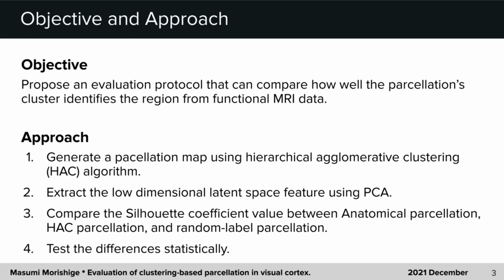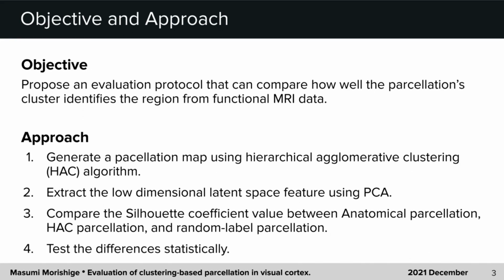So our research objective is to propose a novel evaluation protocol that can compare how well the parcellation cluster identifies the region of fMRI data. Firstly, we generated a parcellation map using HAC, which stands for hierarchical agglomerative clustering. Then we extracted the low-dimensional latent space feature using principal component analysis.